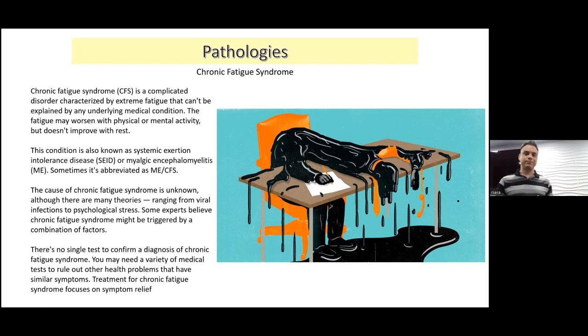So there are lots of speculative possible causes, but some of the causes that we believe could be possible are psychological stress or other physiological stresses in the body.